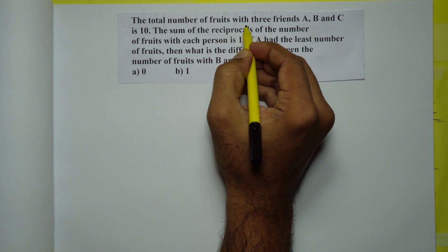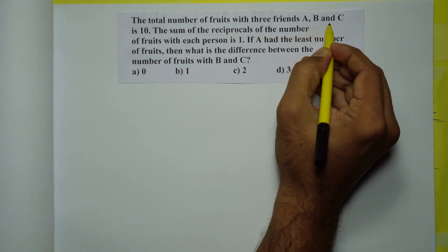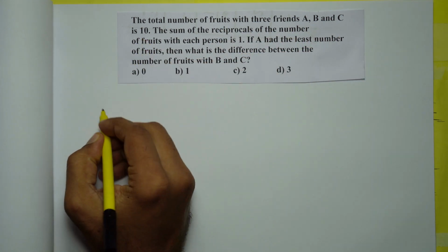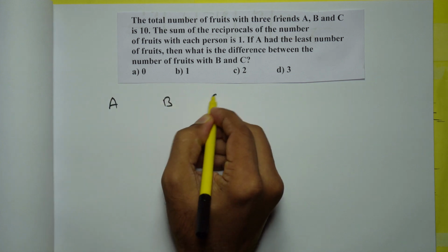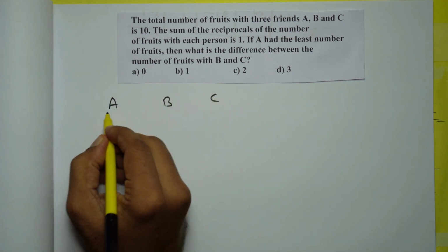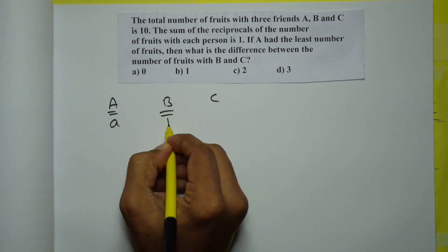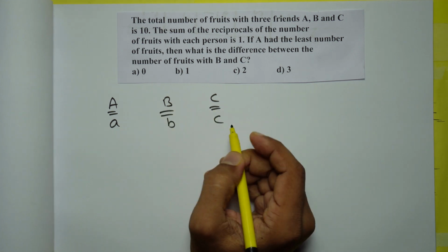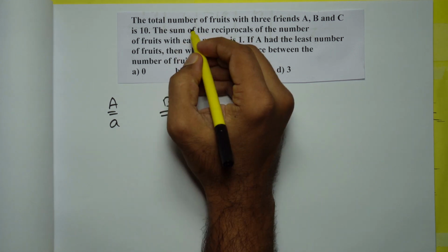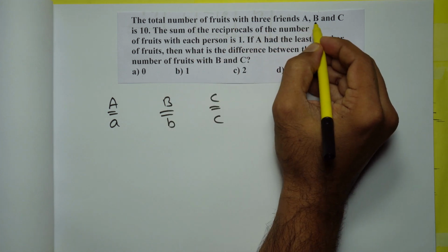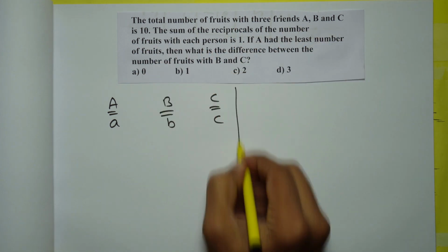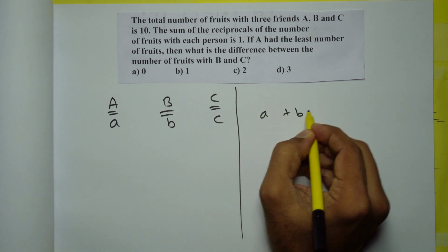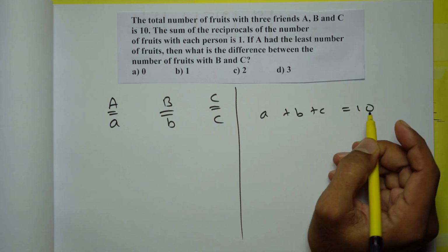The total number of fruits with 3 friends A, B and C is 10. So you have 3 people A, B and C. Now we will assume that A has A number of fruits, B has B, and C has C. Now as per the first equation, the total number of fruits with three friends A, B and C is 10. So you have A plus B plus C is equal to 10.